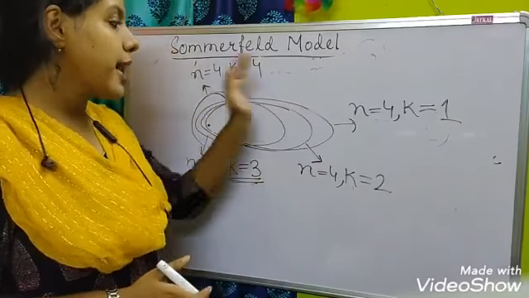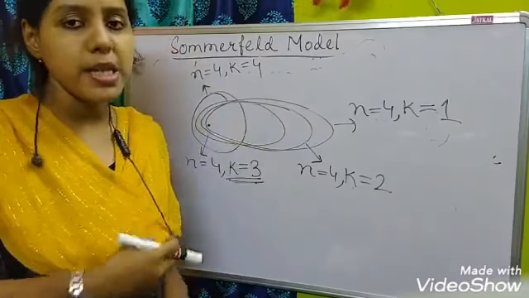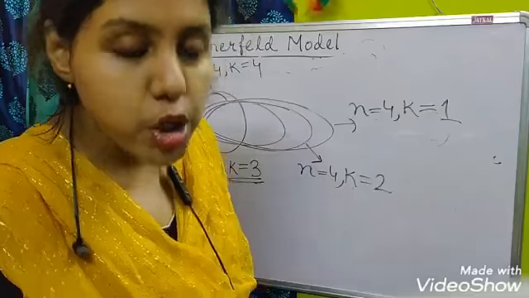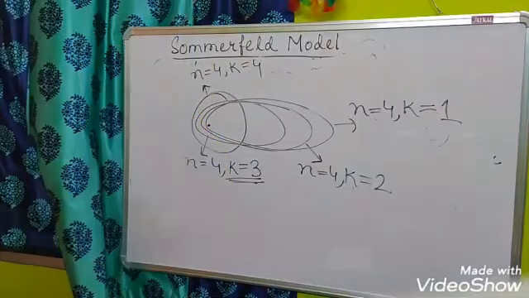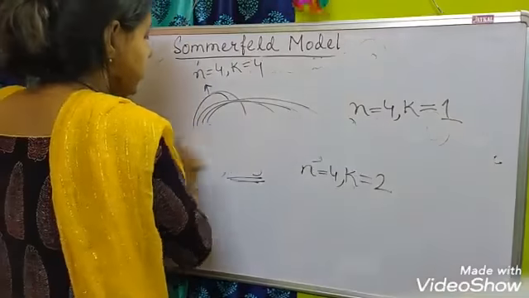Okay, so this is the structure. These are the shapes of the orbits that are proposed by Sommerfeld. Clear? Okay, so next one.